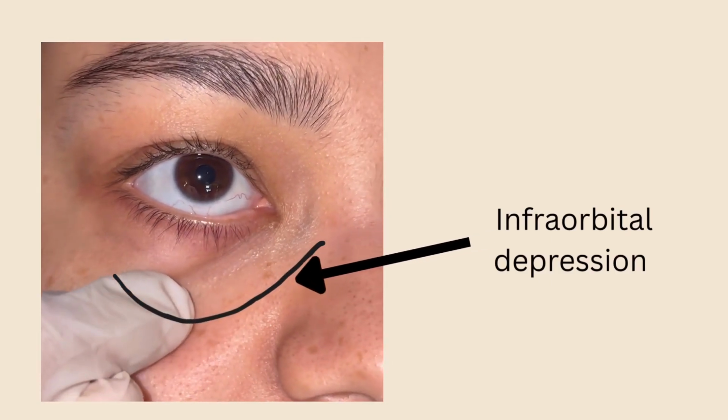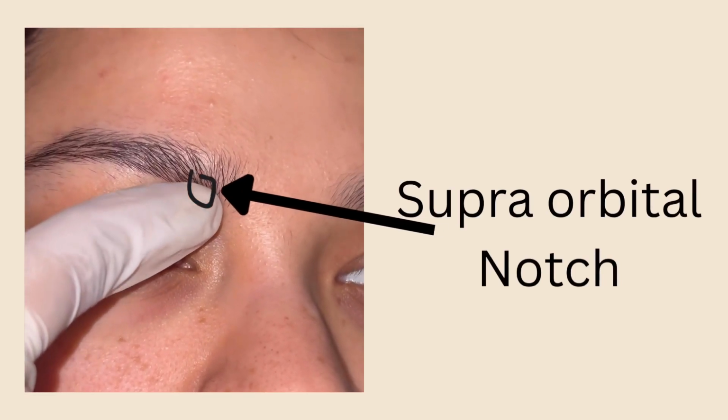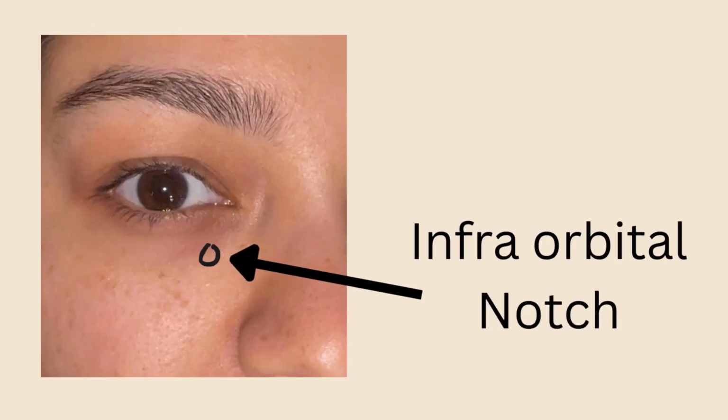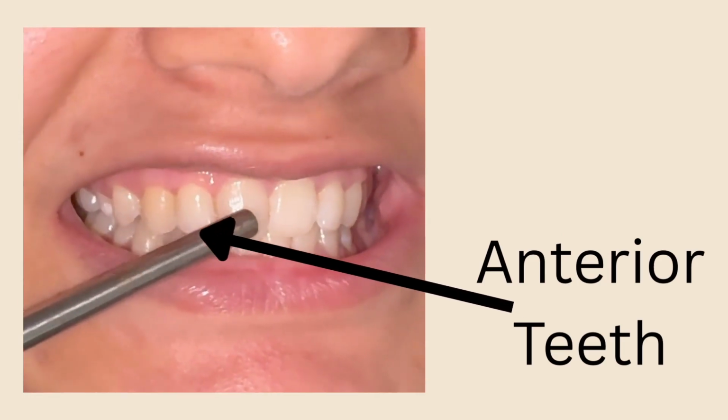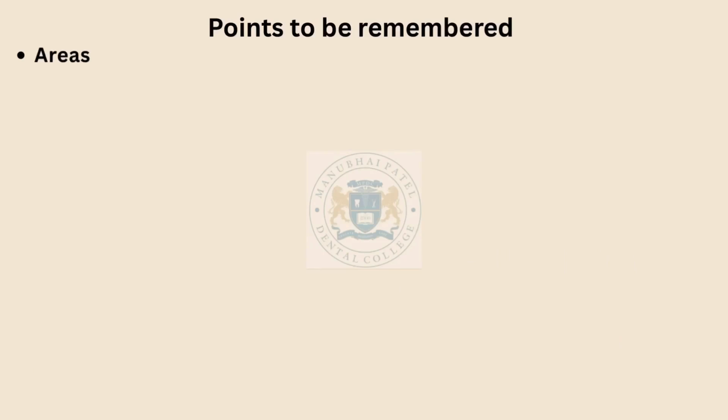Here comes the infraorbital depression. The notch which you see is the supraorbital notch. The notch which you see is the infraorbital notch. The arrow shows the anterior teeth. The red dot shows the pupil of the eye.